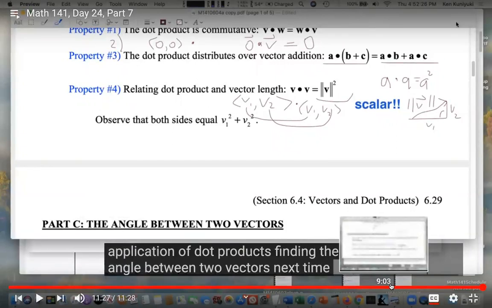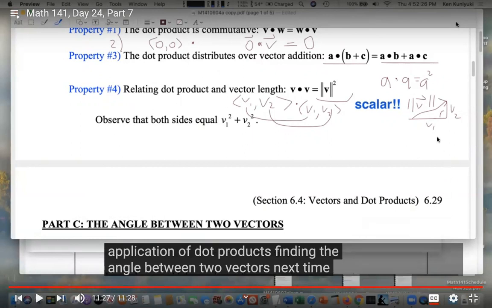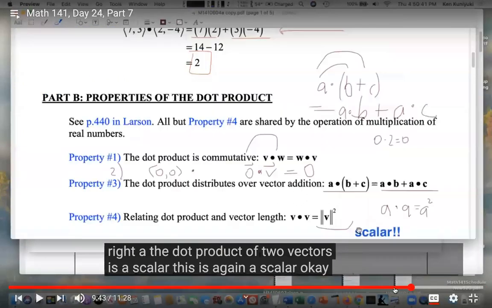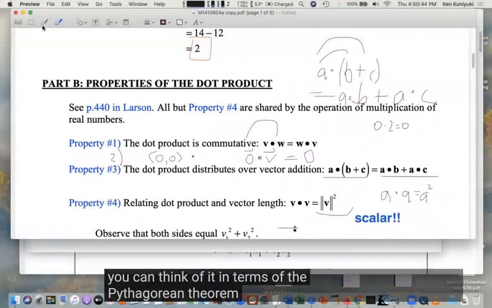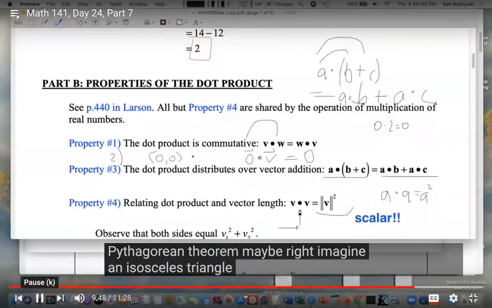By the way, a couple of things here. First of all, I think I may have misstated. We don't need an isosceles triangle. Hold on a second, let me go back to here. You can think of it in terms of the Pythagorean theorem, right? Imagine a right triangle. It didn't have to be isosceles.